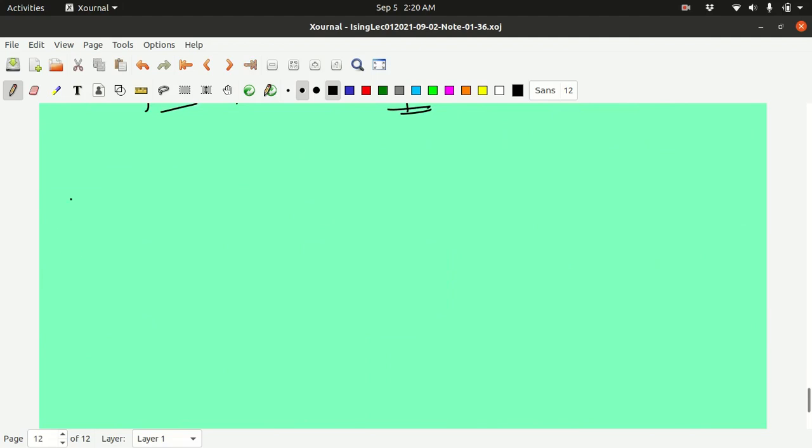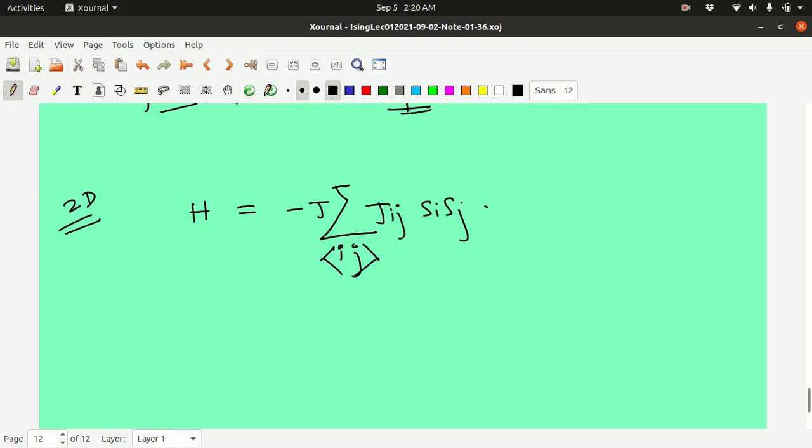And then comes the 2D part, which is the most popular one, and which has the phase transition. It is written like this: minus J, sum over nearest neighbors ij, Jij Si Sj, then minus, you can write it with minus also, plus also, whatever, the sum over i equal to 1 to n of h Si. Sorry, this term will not be there.